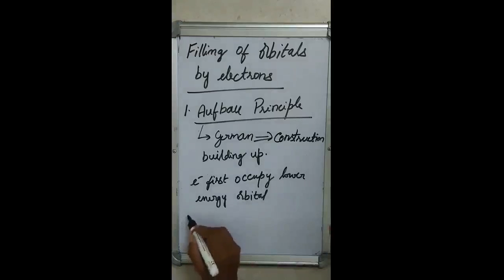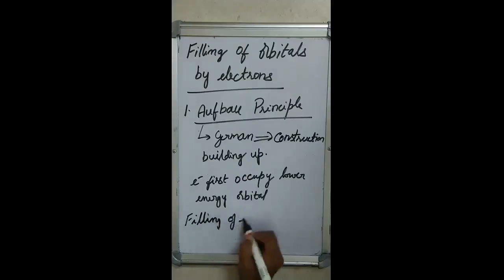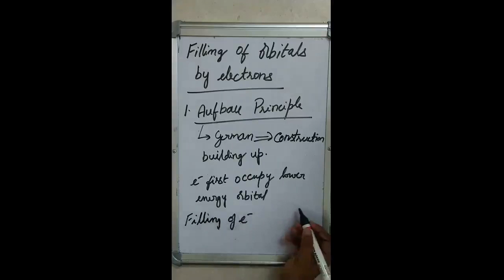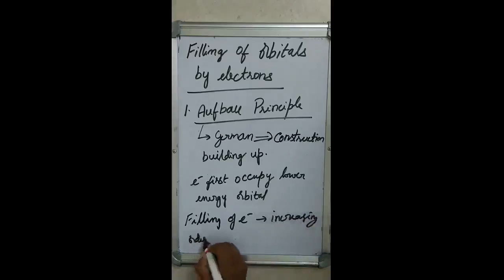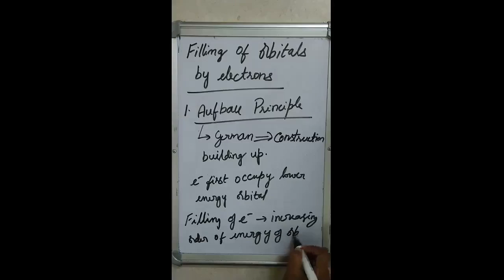I will write it here. Filling of electrons takes place according to increasing order. What is the meaning of increasing order? First you have to place lower energy, then higher, like that it will go. Increasing order of energy of orbital or a subshell. This is the Aufbau Principle.